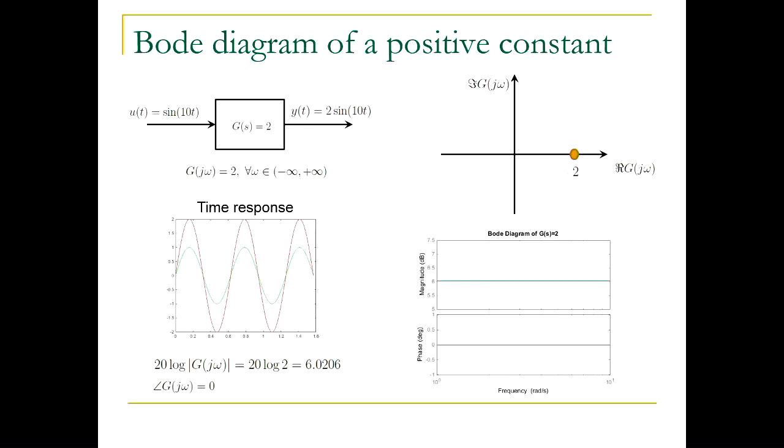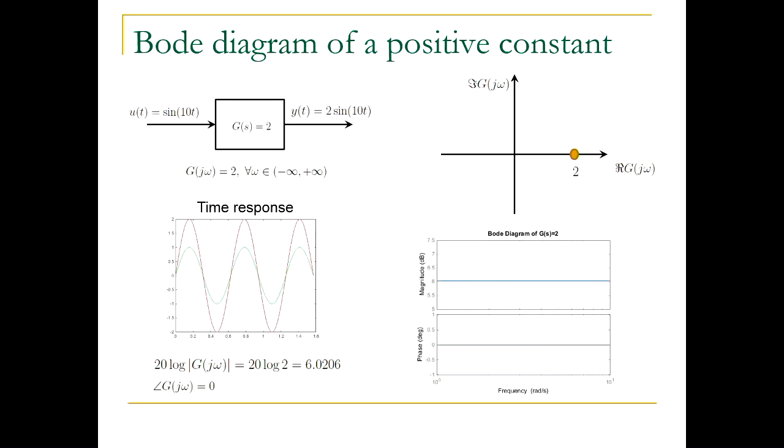Well, G of j omega, where G of s is 2, right? Well, G of j omega is also 2 for all omega. So basically this corresponds to a single point. For all frequencies, you get a single point. And that's your frequency response for this simple system.